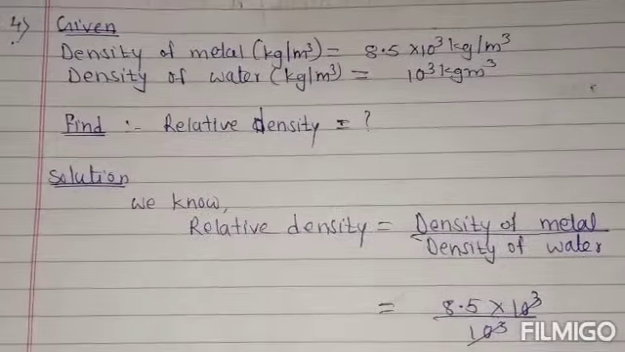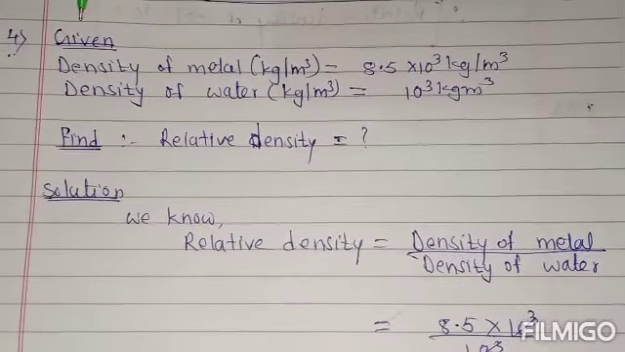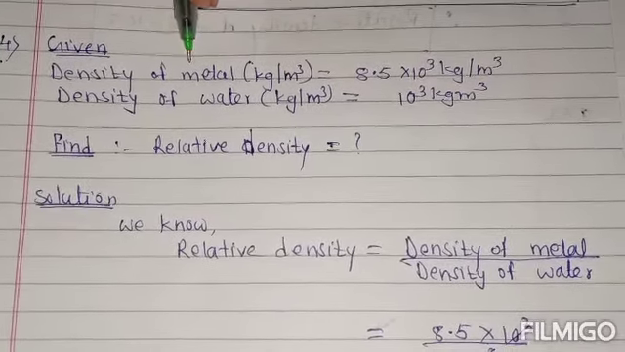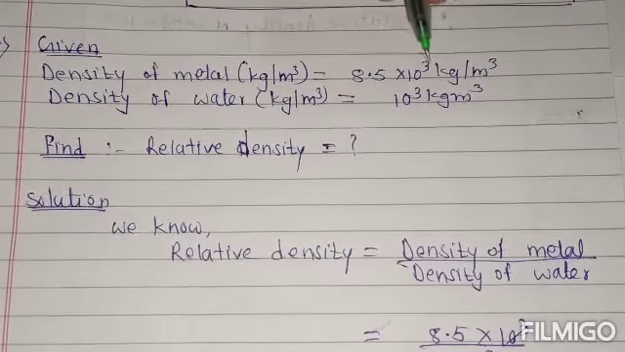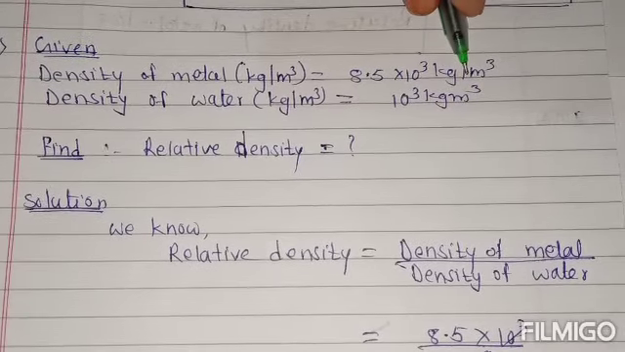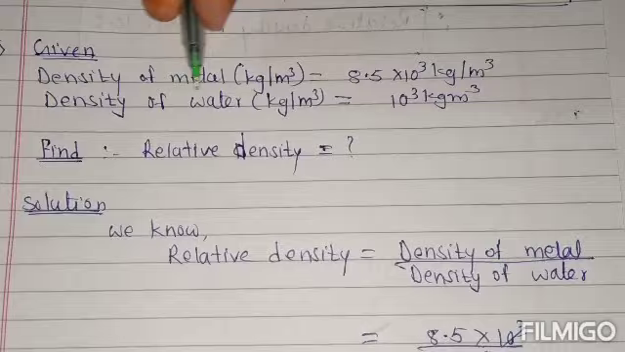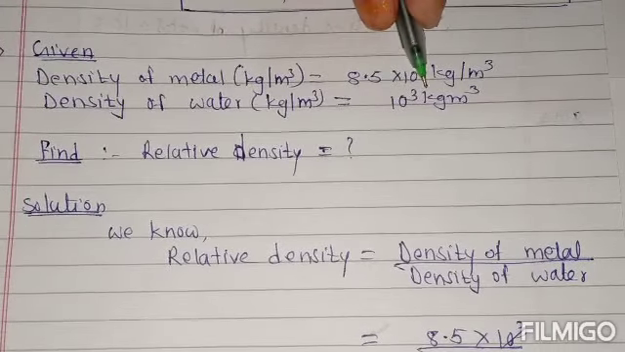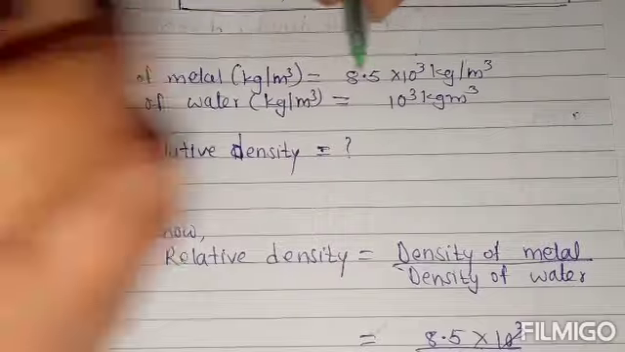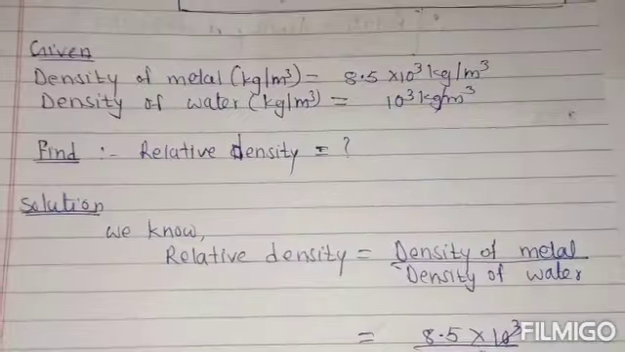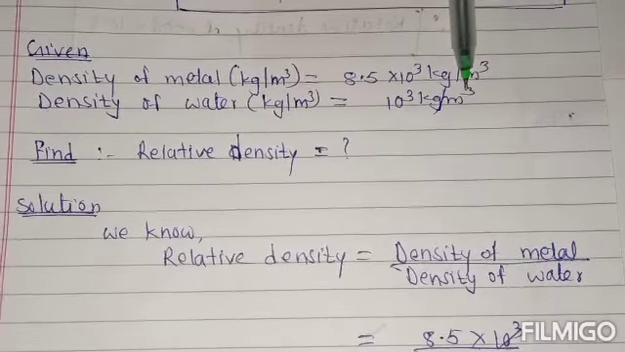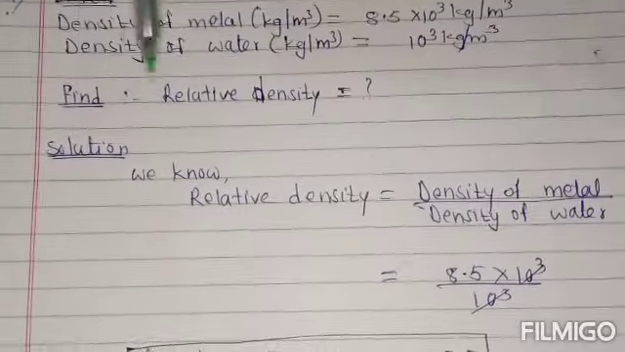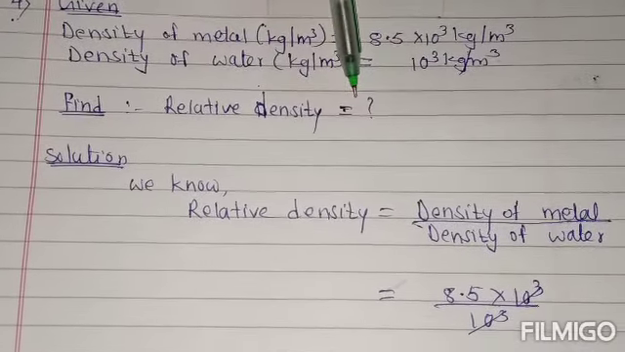Okay. Now next we'll see the fourth question from the table. What is given? Density of metal, which is equal to 8.5 into 10 raised to 3 kg per cubic meter, and density of water, which is equal to 10 raised to 3 kg per meter cube. Now you have to find relative density, which is equal to question mark.